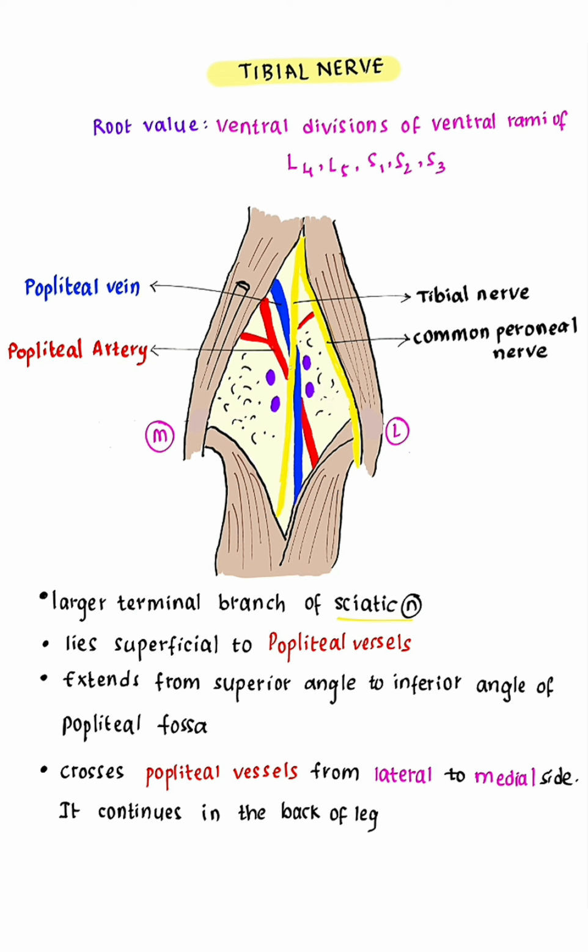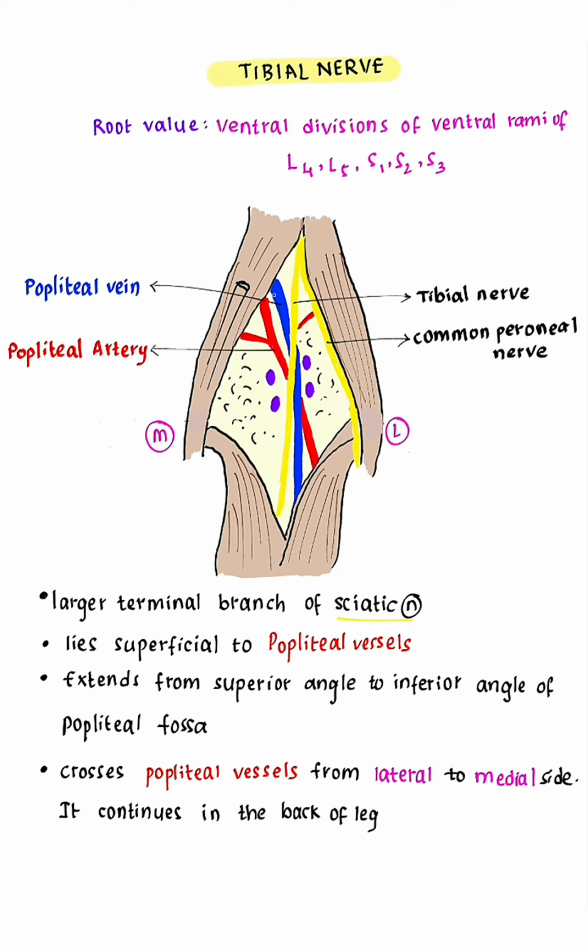Tibial nerve lies superficial to popliteal vessels. It extends from superior angle to inferior angle of the popliteal fossa. It crosses popliteal vessels from lateral to medial side.